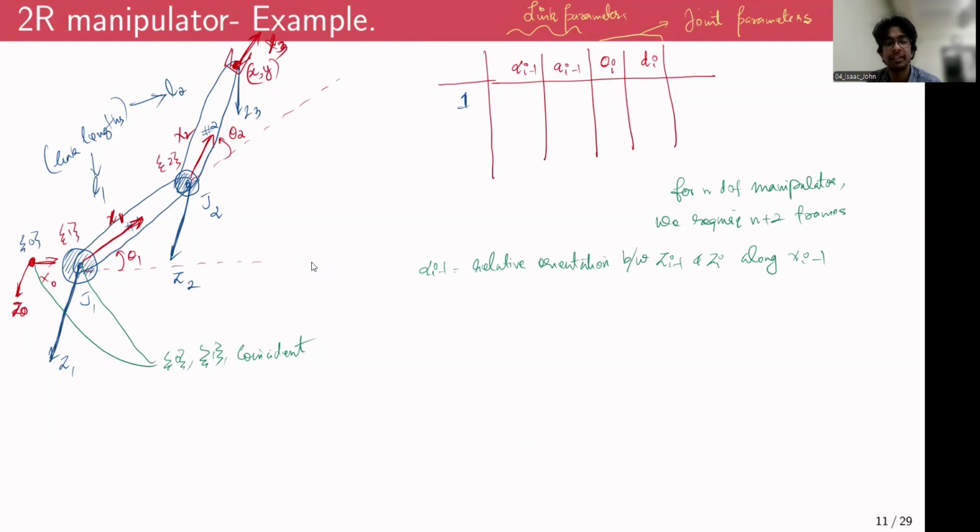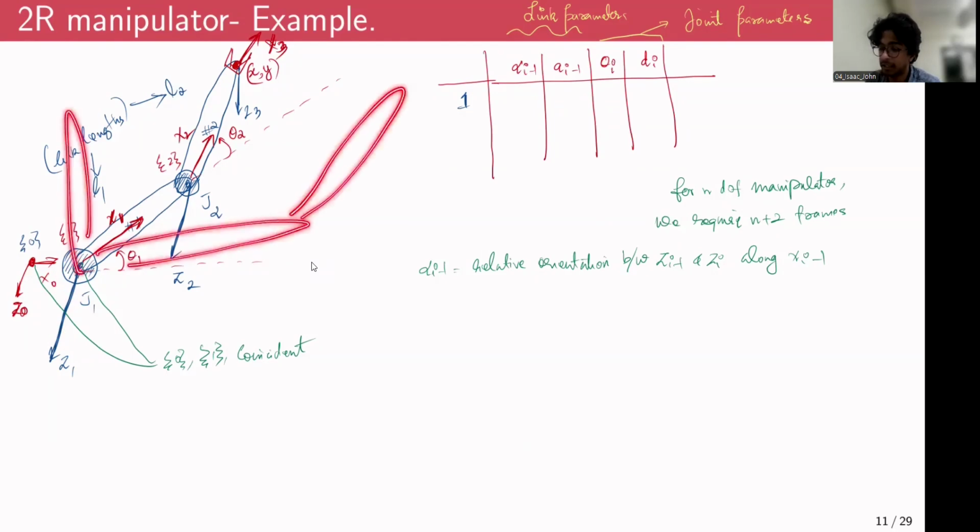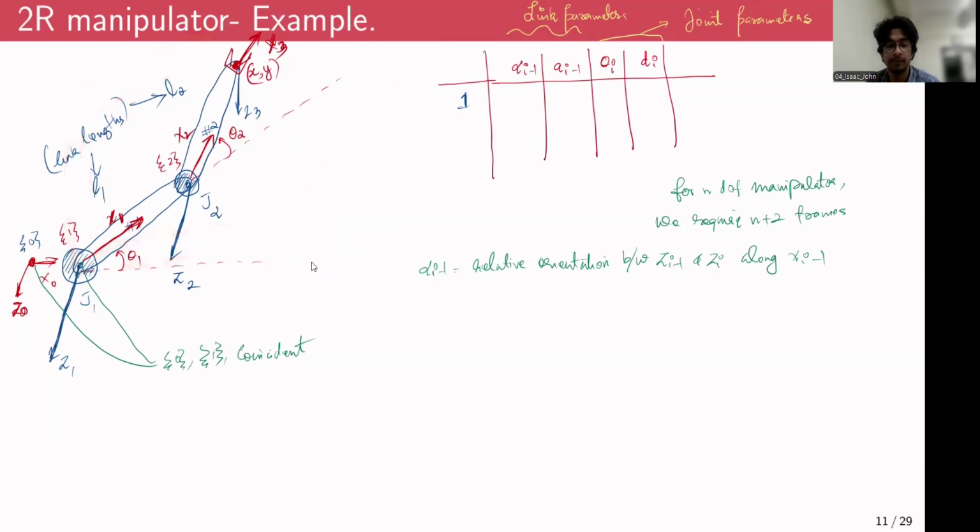They are already oriented. Irrespective of what configuration the robot has, maybe something like this, or maybe something like this, any configuration is fine. The relative orientation between Z0 and Z1 is always parallel. You don't need any additional rotation about the X1 axis. So alpha 0 is going to be 0 because they are already aligned.